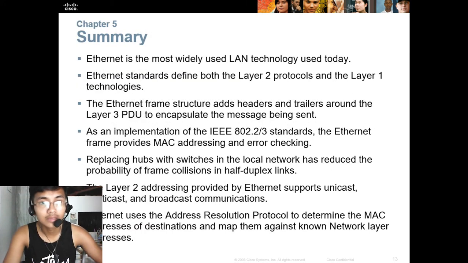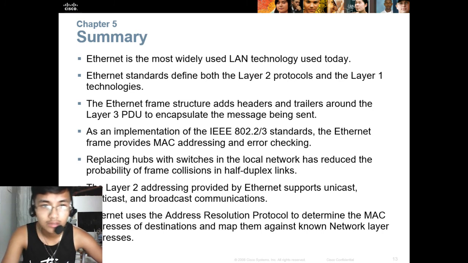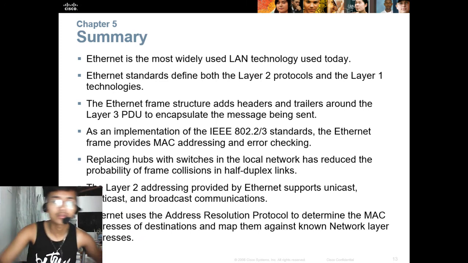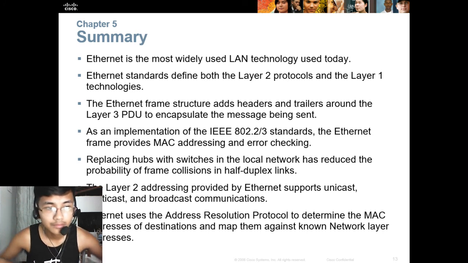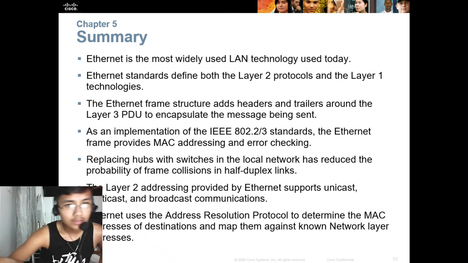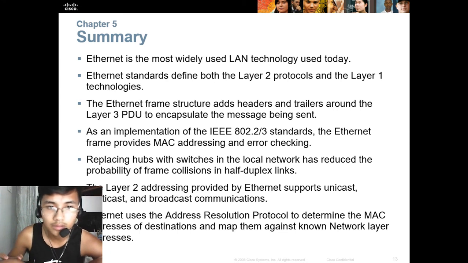In summary, Ethernet is the most widely used LAN technology today. Ethernet standards define both the layer 2 protocols and the layer 1 technologies. The Ethernet frame structure adds headers and trailers around the layer 3 data to encapsulate the message being sent. So this frame structure is used for the encapsulation of the message to be sent from the source to the destination. As an implementation of the IEEE 802.2/3 standards, the Ethernet frame provides MAC addressing and error checking.